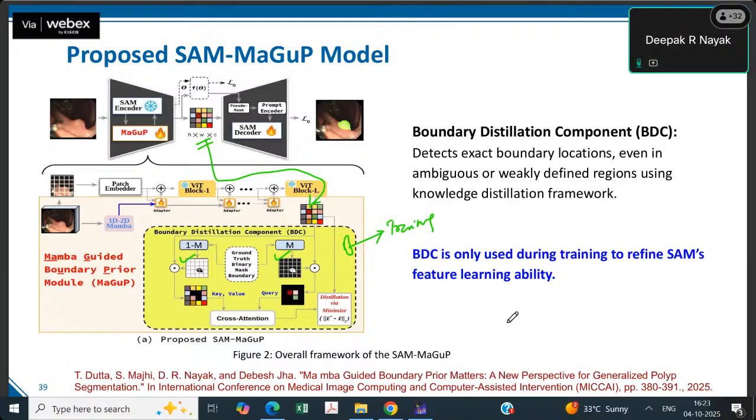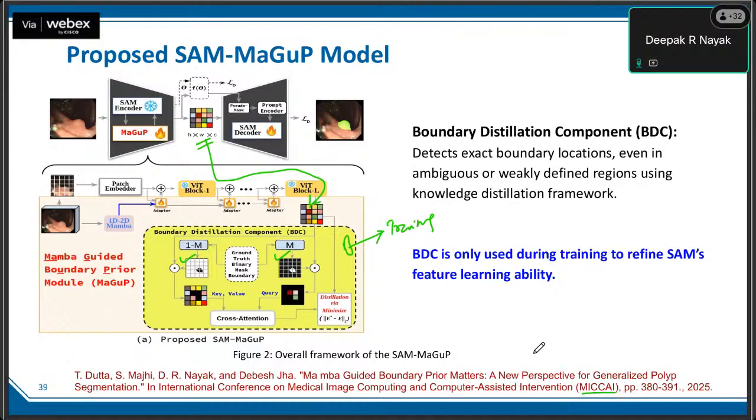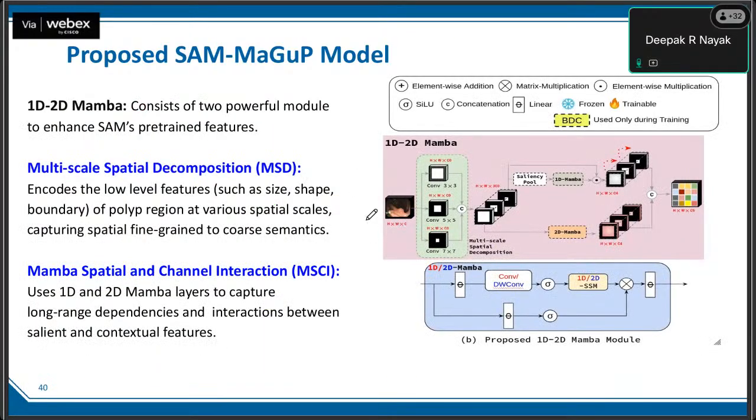Right? And this work, whatever we have discussed, has been accepted in MICCAI 2025. Fine. And the architecture, if you look at, I have already shown you what the 1D Mamba prior module in SAM Mamba is. So we have made a little bit of contribution over here, right?